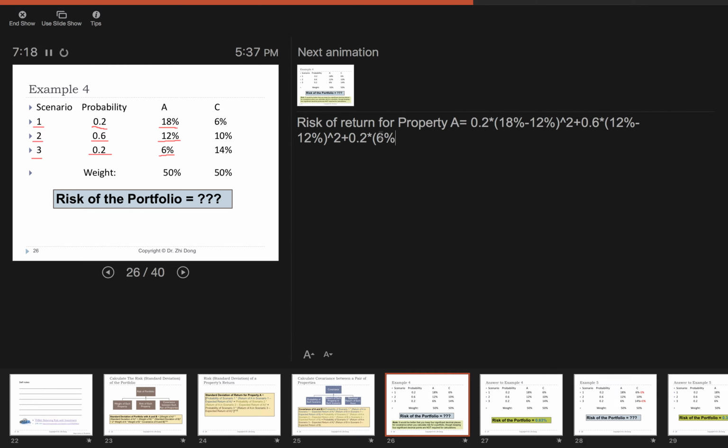How far it is deviated from expected return, that is we minus 12%. And the same, we raise the part of this deviation to the power of 2. All right, so then for the overall part, this summation term, we need to remember to add a square root for this calculation of risk. And for this square root, I still use the same sign to represent this power, but this time we input the power as 0.5.